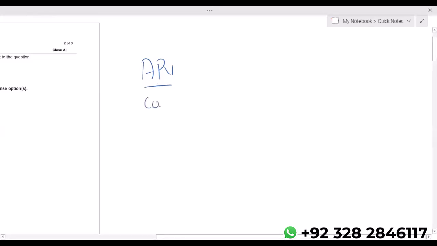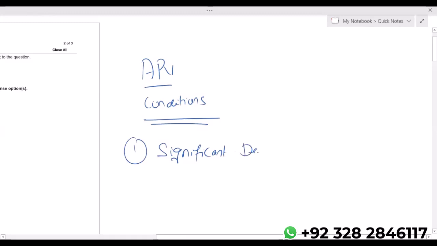Number one, where do we use adjusted present value? There are conditions under which it's better to use APV rather than NPV. Number one, when there is significant debt financing in the project. When we say significant debt financing, significant does not mean 50% plus. You should be thinking around 80%, 70% plus. That is normally what we consider significant debt financing.